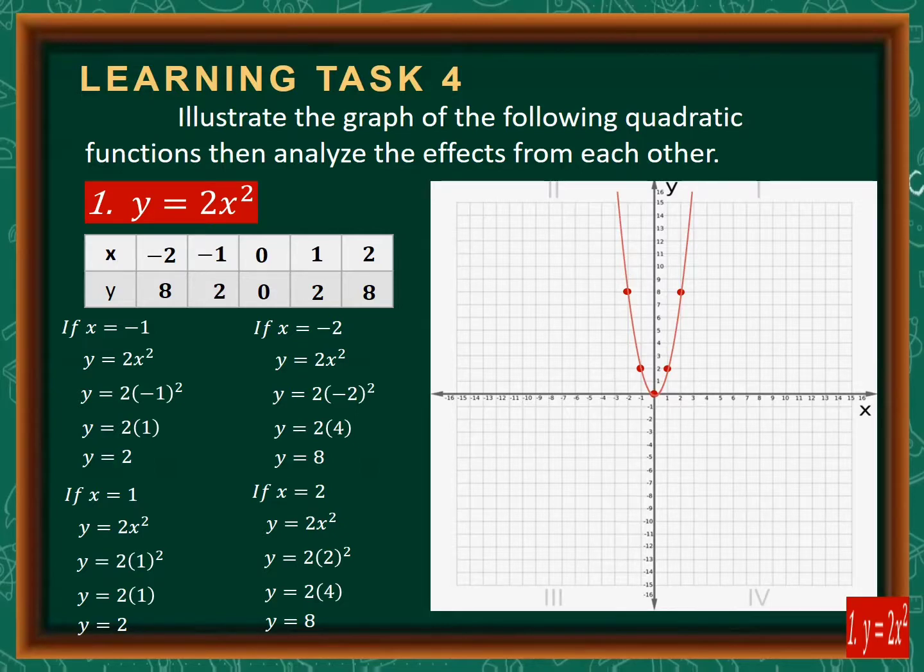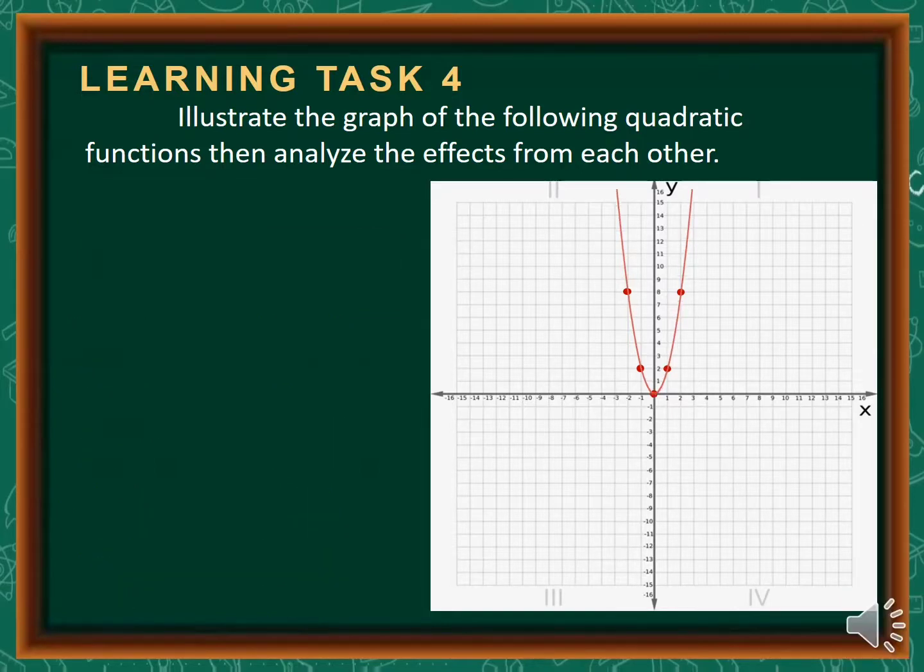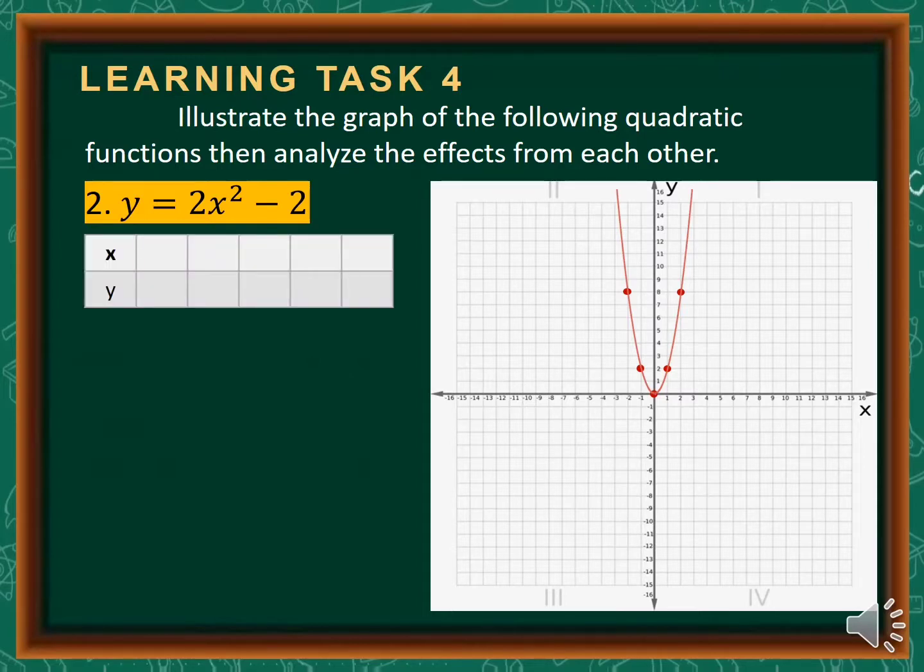Our next function is y is equal to 2x squared minus 2. So, how are we going to do this? First, let us set again a table. Then, let us find which is the center point or the vertex of our graph. Now, in order to do that, let us use the formula HK. But before that, we have to find or identify the values of the real numbers. The A, the B, and C. A is equal to 2, B is equal to 0, and C is equal to negative 2.